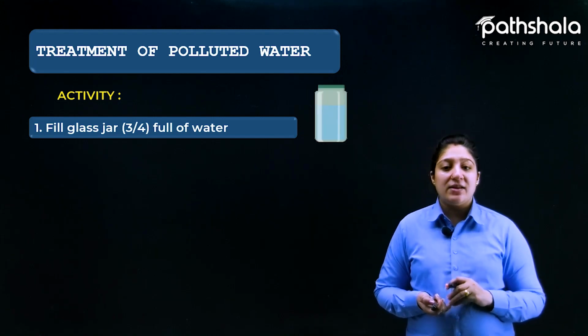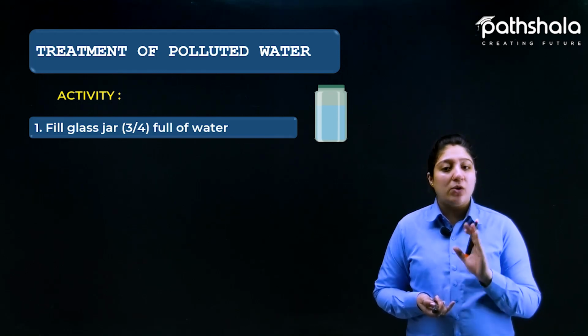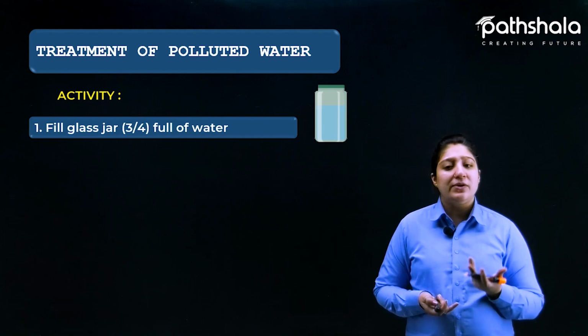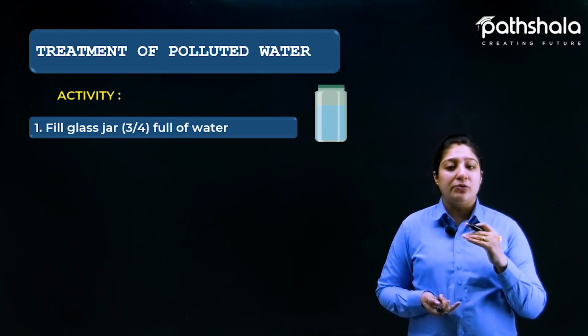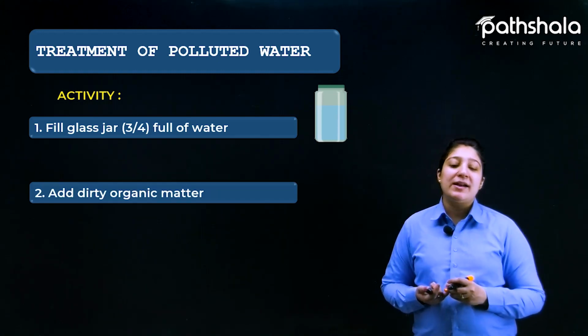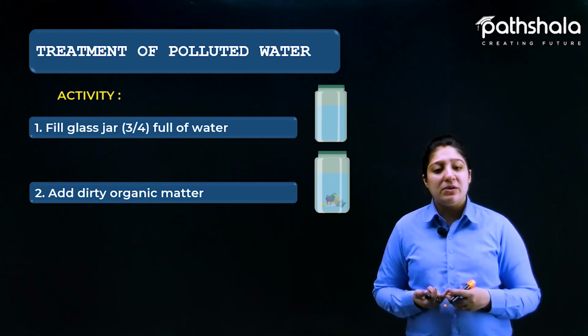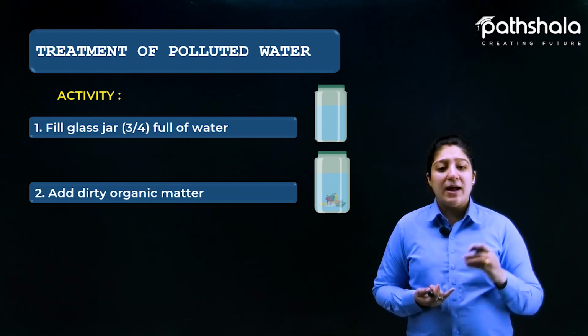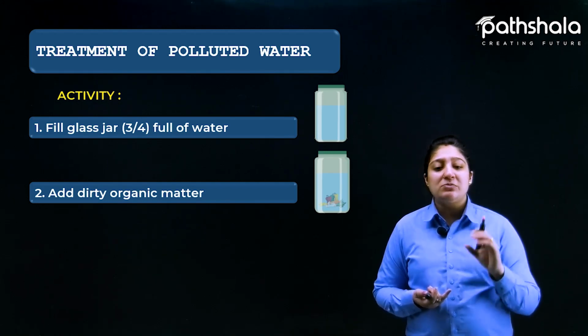the glass jar that is 3/4 full of water. So that is our first and foremost step. Just fill the water, that is clean water, within a jar that should be 3/4 full, right? After that, add in some dirty organic matter. So what is dirty organic matter here? It is our vegetable waste or fruit waste, things like cow dung and all that. You can put it in here in small amounts.